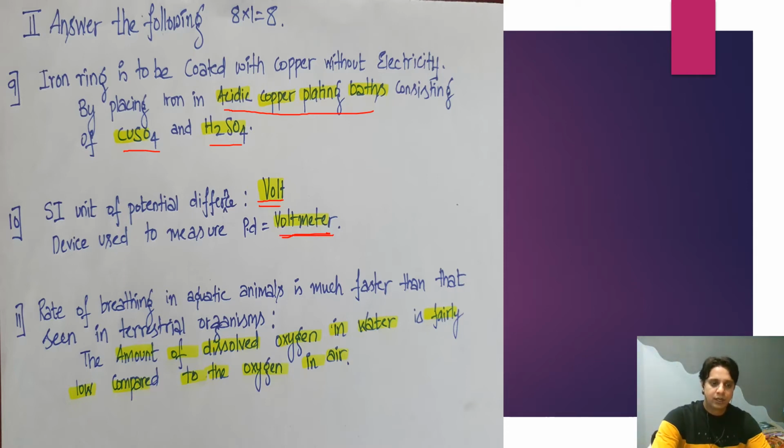11th one, the rate of breathing in aquatic animals is much faster than terrestrial organisms. It is basically because their intake is dissolved oxygen, whereas the amount of oxygen in dissolved form is very less compared to free oxygen, which is available in air.